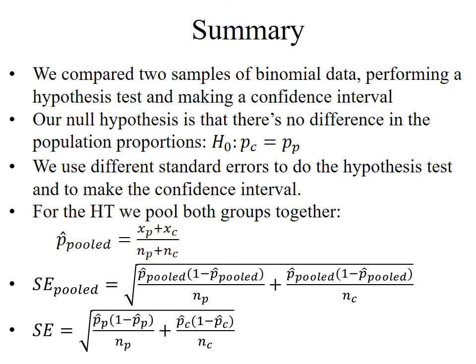While we're doing the hypothesis test, we pool everything together, combining the successes from both groups and the numbers of both groups to get this p-hat pooled thingy, and then we use that to get our pooled standard deviation. On the other hand, when we're making a confidence interval, we don't pool things together and we handle those separately. So we have different equations to calculate those different standard errors.